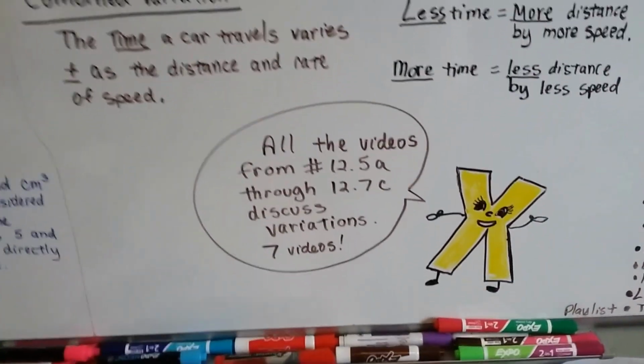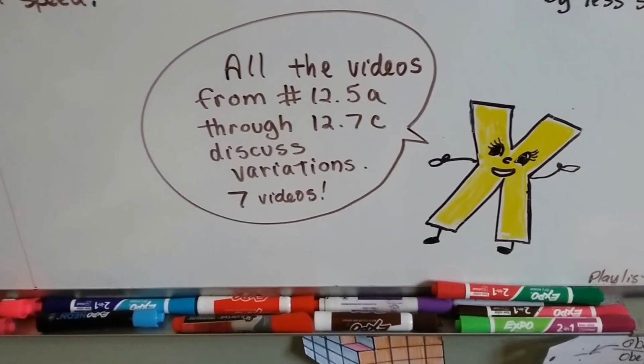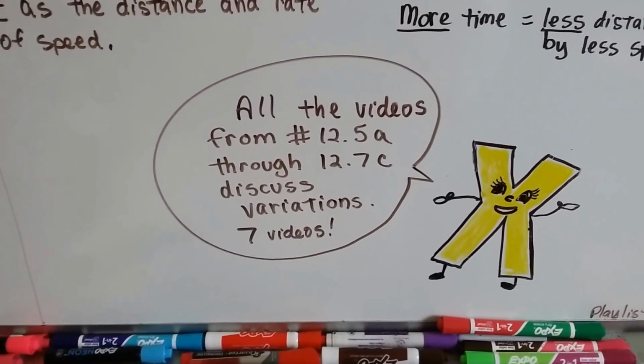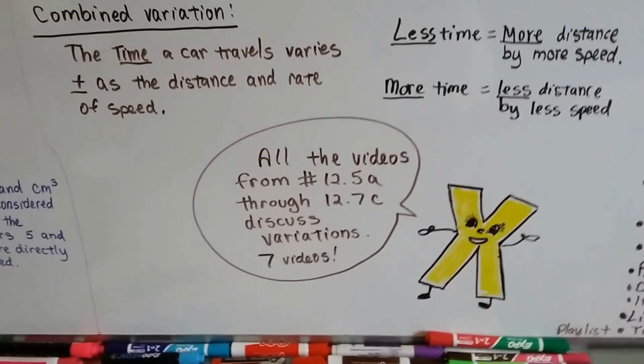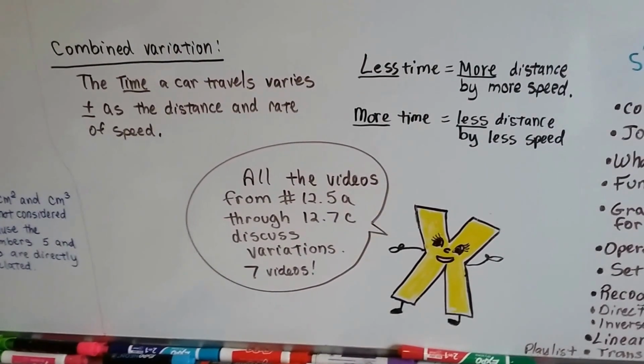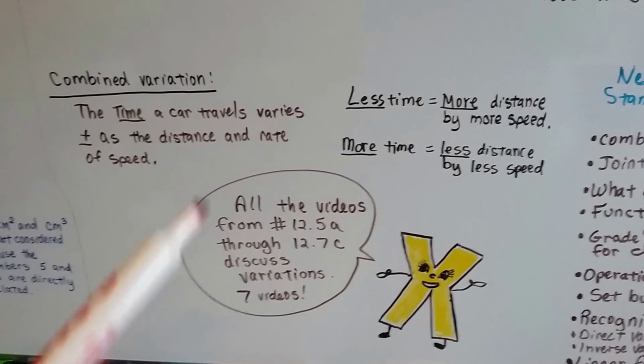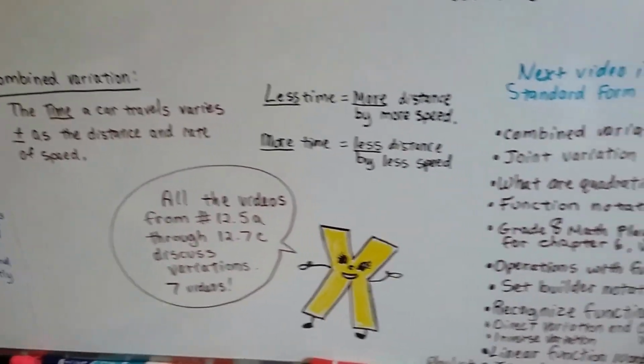Now, all the videos from 12.5a through this one, 12.7c, discuss variations. There's 7 videos in all. And if you're confused, you need to watch the previous 6 videos, okay? You walked into the middle of a movie and you don't know what's going on. So go back and watch the beginning of the movie.